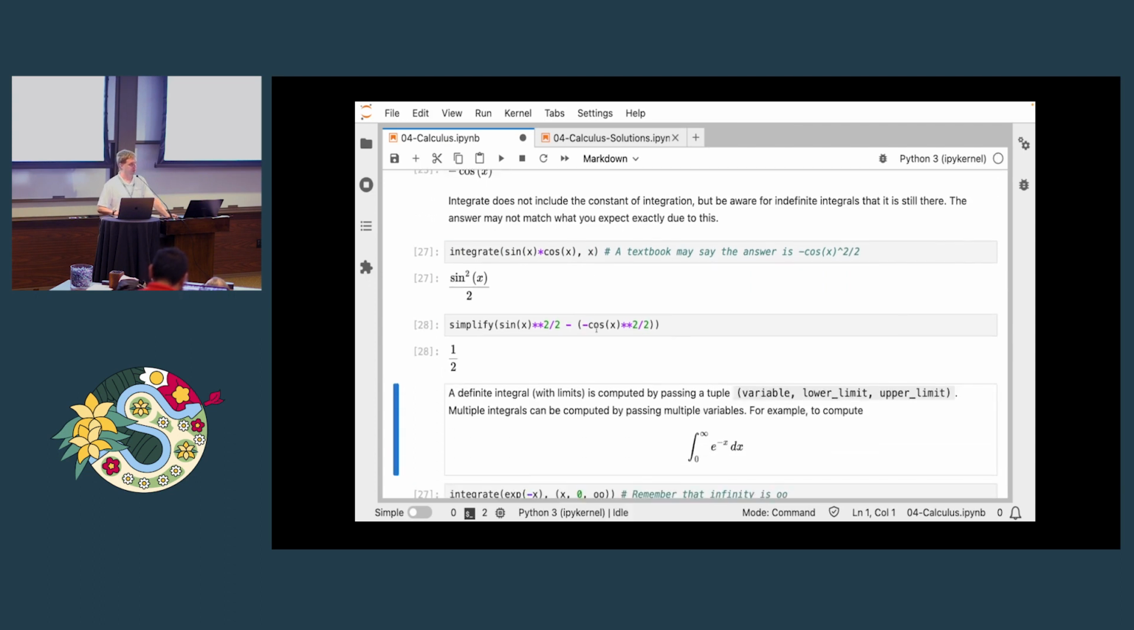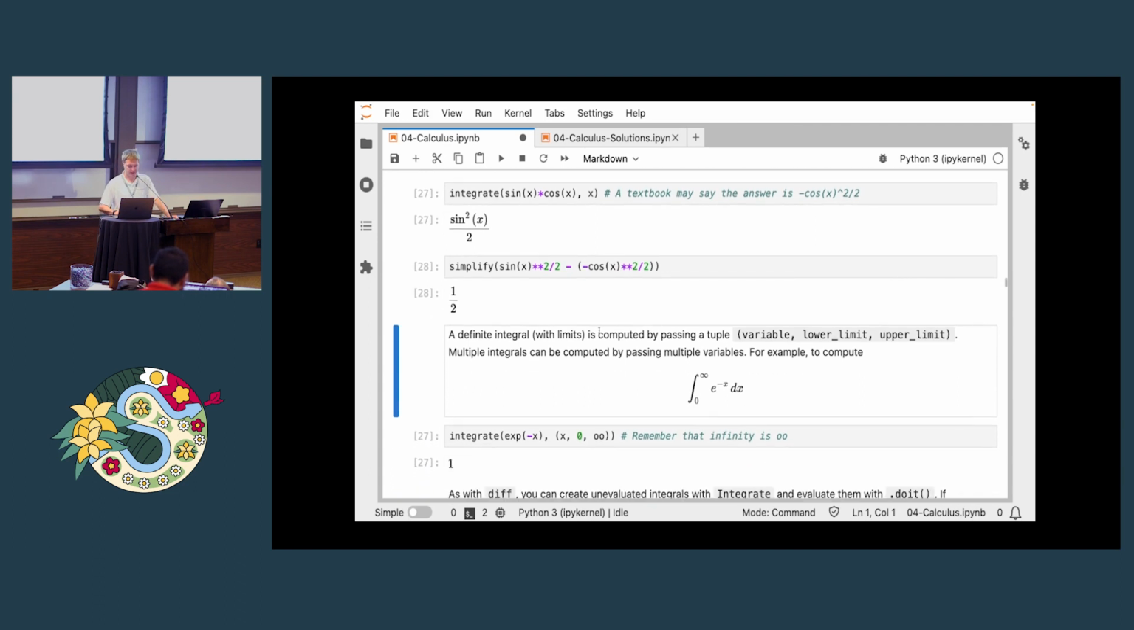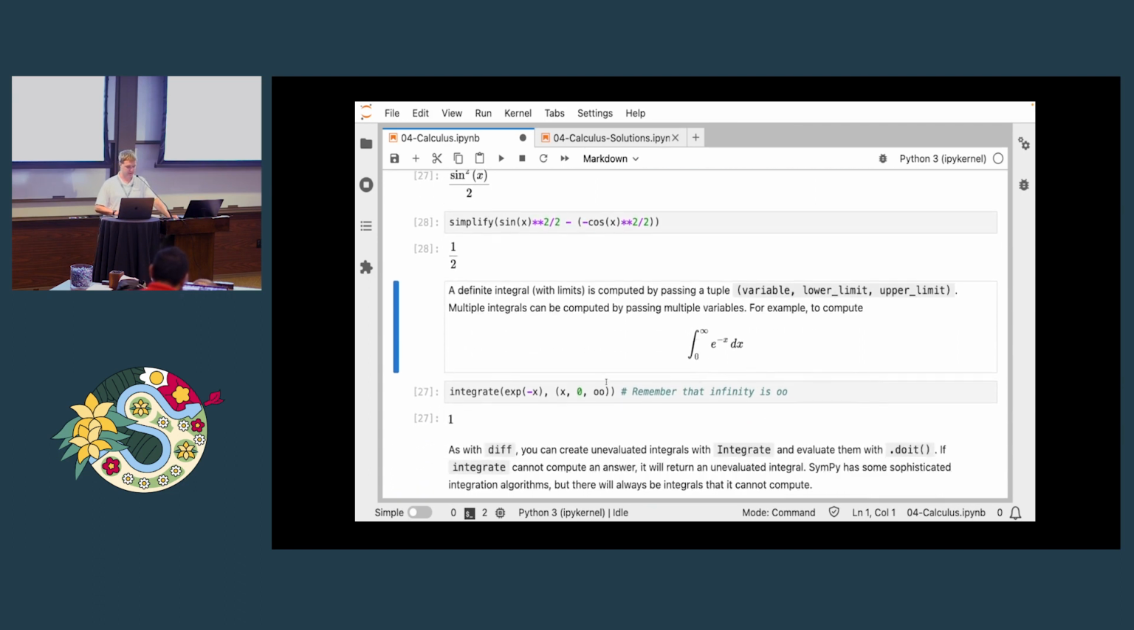The other kind of integral that you probably want to do is a definite integral, so something with limits. And this uses the same function. The only difference is now instead of passing a variable, you're going to pass a tuple where you have the variable, the lower limit, and the upper limit. So here I'm taking the integral of e to the negative x dx from 0 to infinity.